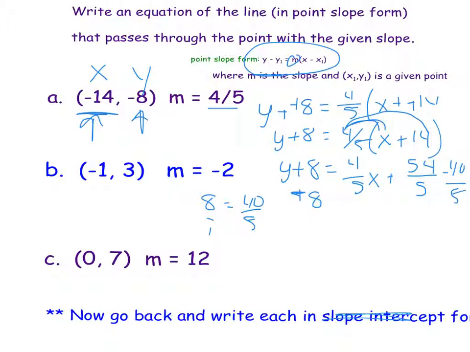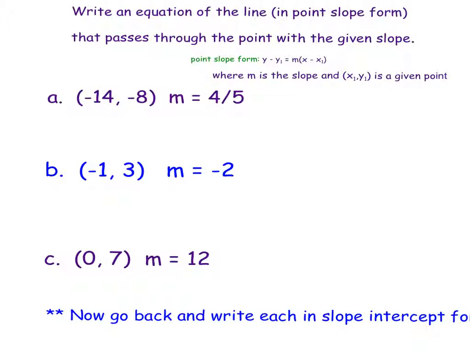40/5. So now I have y equals 4/5 x. 54 minus 40 is 14. So I have 14/5. And now it is in slope-intercept form. So my slope would be 4/5, and my y-intercept would be 14/5, which is almost 3. But you could stop right here.